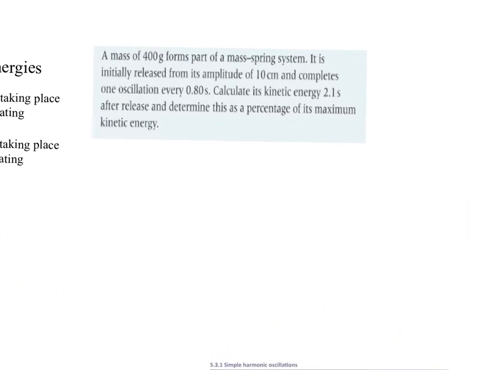Okay, so let's just do a quick question and then we're going to wrap this up. You have a mass of 400 grams. It forms part of a mass spring system. It is initially released from its amplitude at 10 centimeters and completes one oscillation every 0.8 seconds. That's your period. Calculate its kinetic energy 2.1 seconds after the release and determine its percentage maximum kinetic energy.